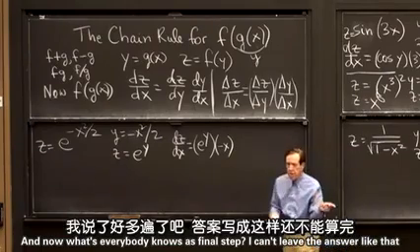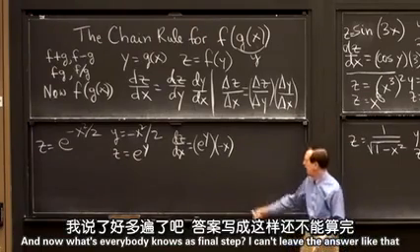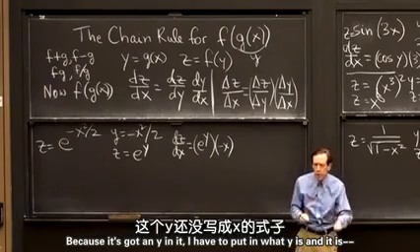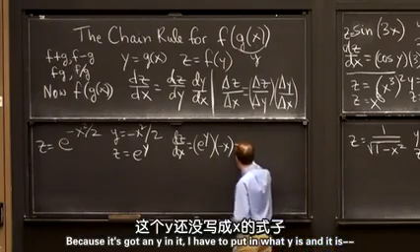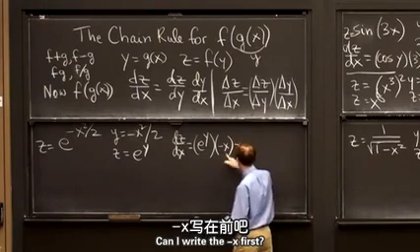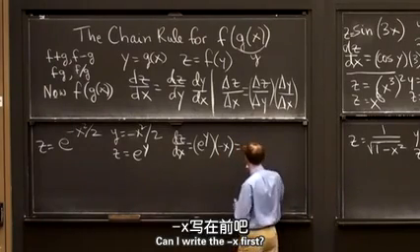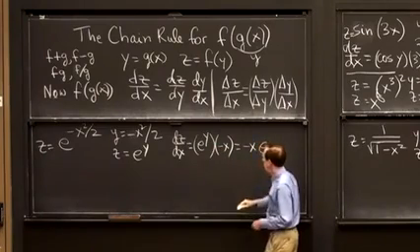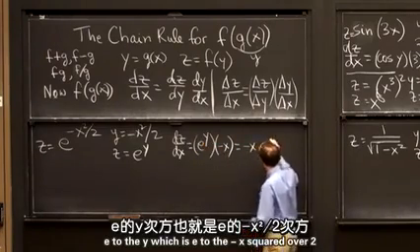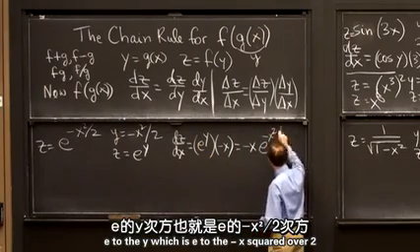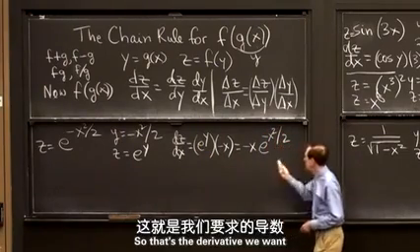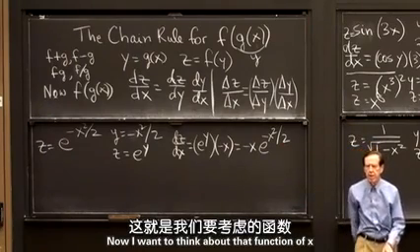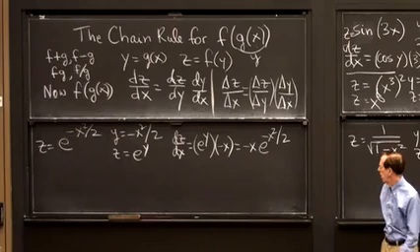And now, everybody knows this final step. I can't leave the answer like that because it's got a y in it. I have to put in what y is. And can I write the minus x first? Because it's easier to write it in front of this e to the y, which is e to the minus x squared over 2. So that's the derivative we wanted. Now I want to think about that function a bit. Okay.